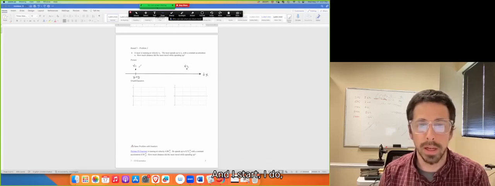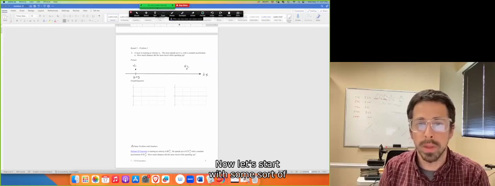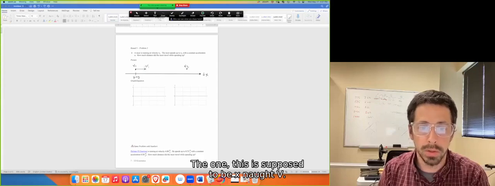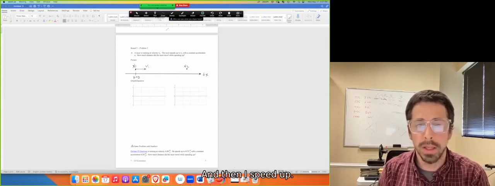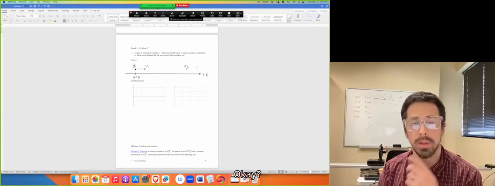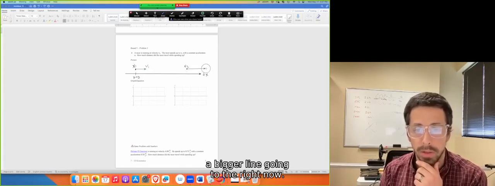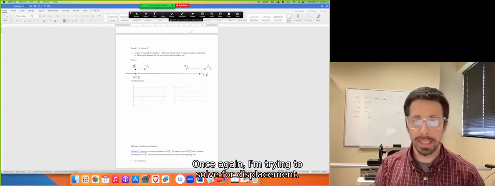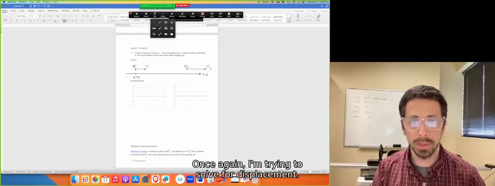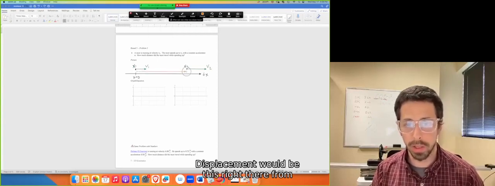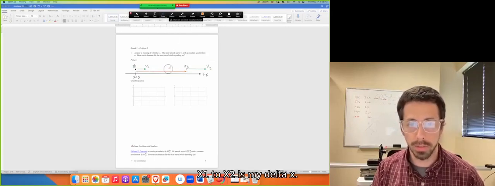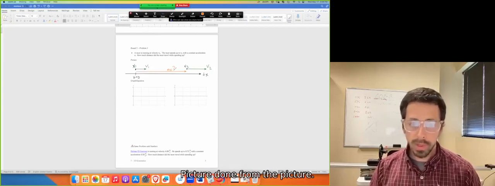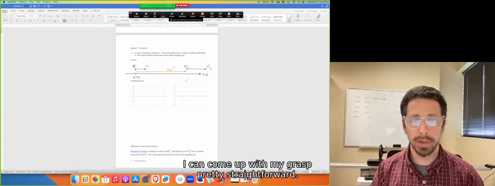All right, and I start at some sort of velocity, don't I? So I start with some velocity going to the right, v1. And then I speed up. So that means I'm going to have a bigger line going to the right now, v2. Great. Once again, I'm trying to solve for displacement. Displacement would be this right there from x1 to x2. That's my delta x, and that's what I'm trying to solve for. All right. Picture done.